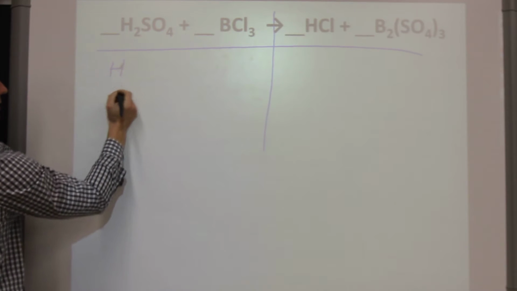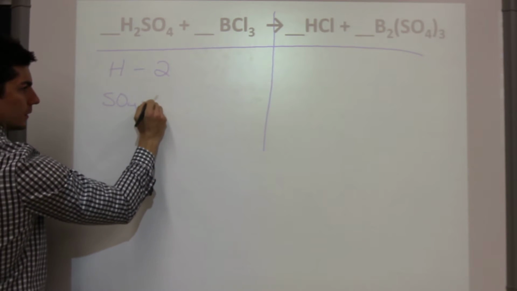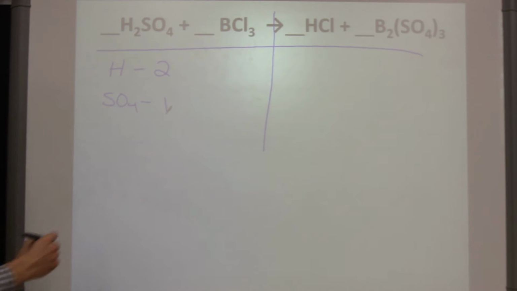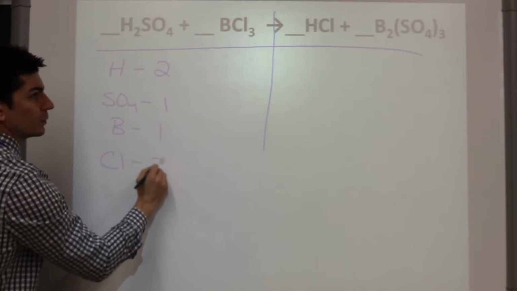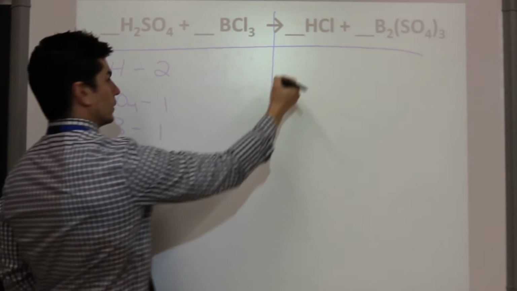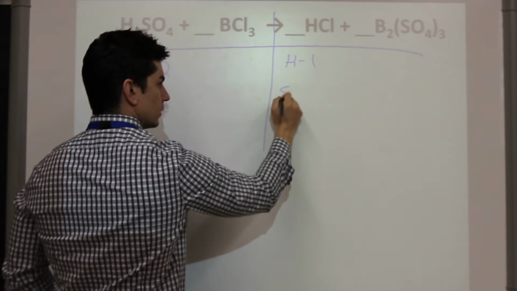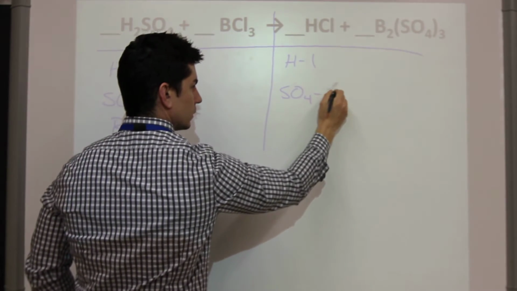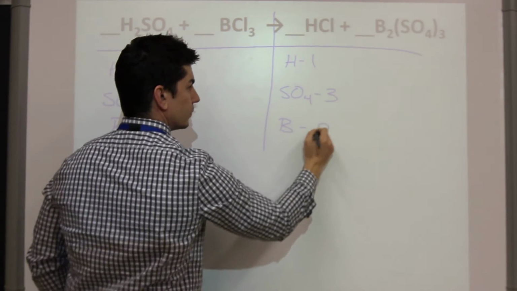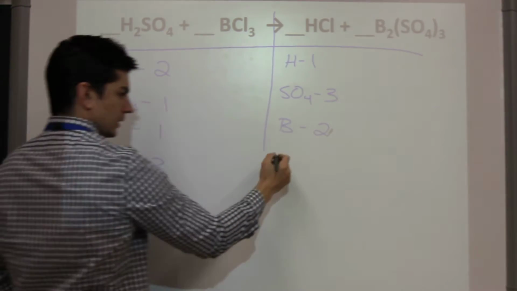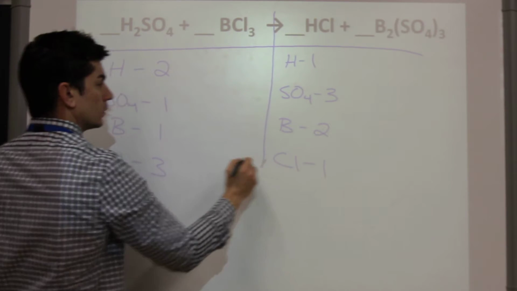We'll start off with H on this side. We have 2. SO4s, that's our polyatomic of sulfate, we have 1. Borons, we have 1. And chlorines, we have 3. All right, over on this side, hydrogens, we have 1. Sulfates, we have 3. Borons, we have 2. And lastly, chlorines, we have 1.